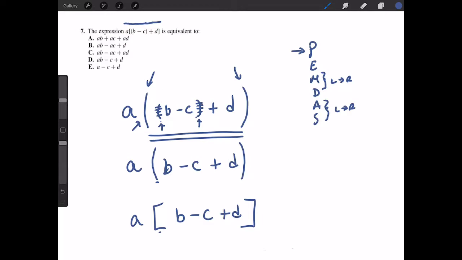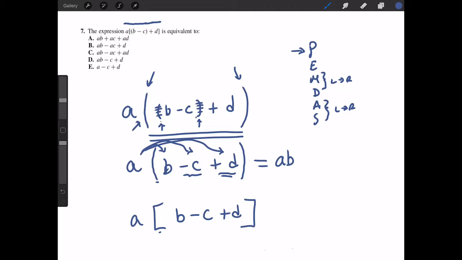Anyways, regardless of brackets or parentheses, whatever you use, at the end of the day, A is multiplying all of these elements or terms that are inside the parentheses. So you need to distribute. You use the distributive property, and that means A is going to be multiplying the B, and it's going to be multiplying the subtracting C, and it's going to be multiplying the adding D.